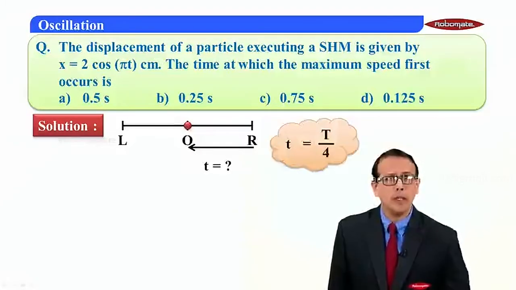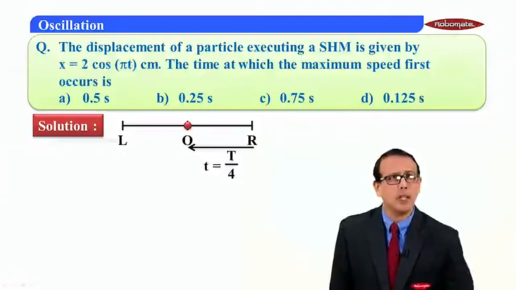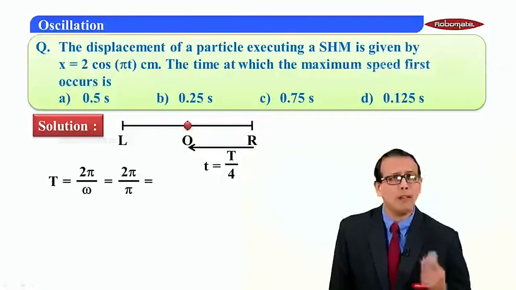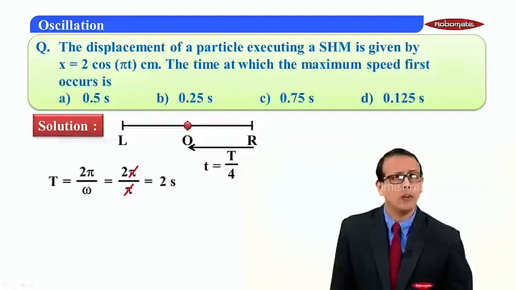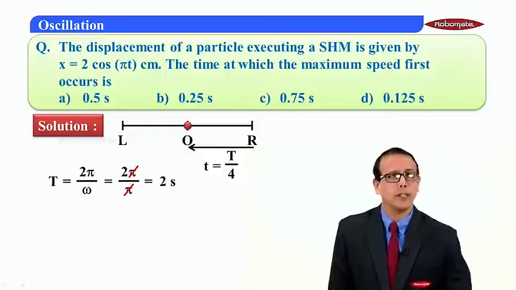Students, if you remember, this is nothing but 1/4 of oscillation, and hence the required time is actually T/4 seconds. So in this problem, I have to only calculate T/4. So let's find T first. As we know, T is 2π/ω, and I have already calculated the value of ω as π. Let's cancel π, and students, therefore T is equal to 2 seconds.